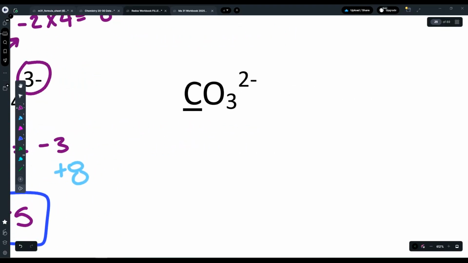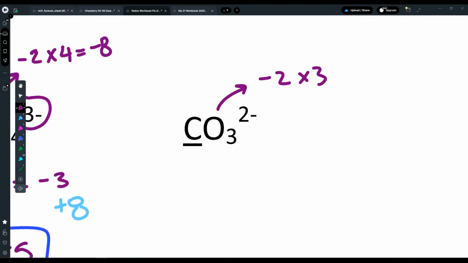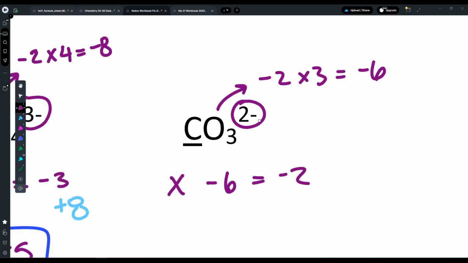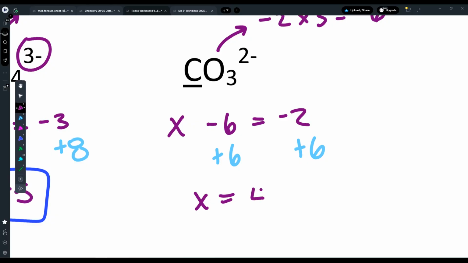And then last but not least, we have -2 times 3 for the oxides, which is -6. So X represents the oxidation state of carbon, -6, and we're going to set it equal to the charge, which is -2. So let's isolate for X by adding 6 over. So X is going to be equal to +4.